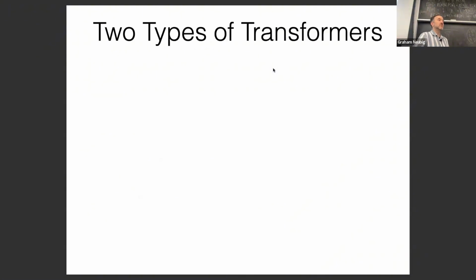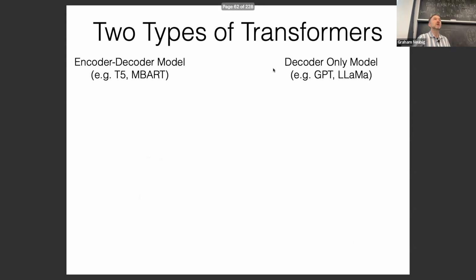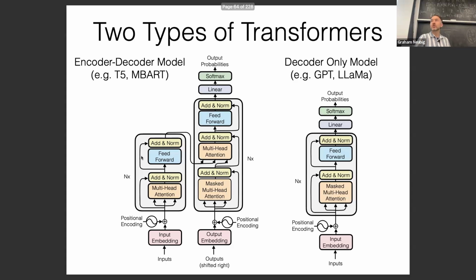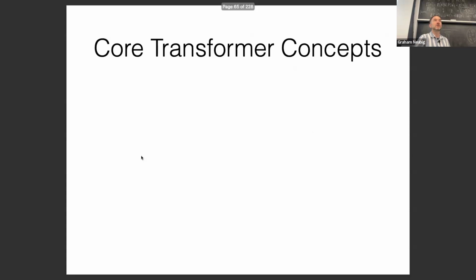So there's two types of transformers that we need to be aware of. There's encoder-decoder transformers, and these were the original type of transformer. They're used in semi-popular models like T5 and MBART. And then there's decoder-only models, and decoder-only models only have a decoder. So the encoder-decoder model looks like this. The decoder-only model looks like this. And I'll explain both of these in turn.